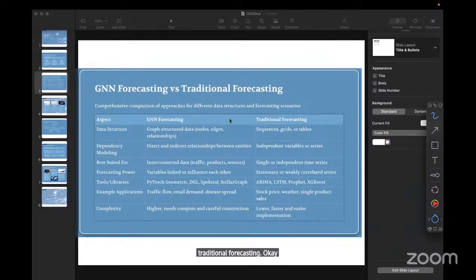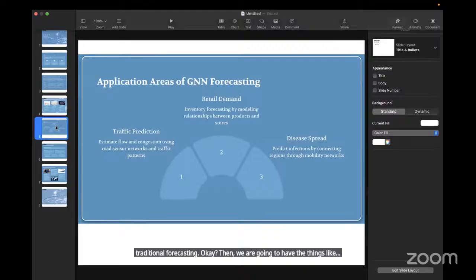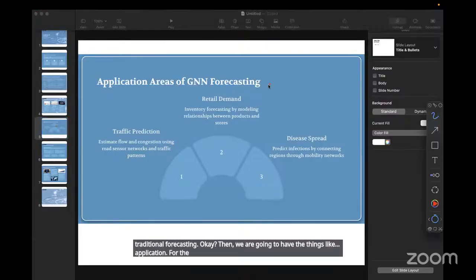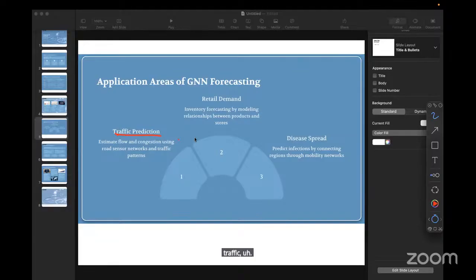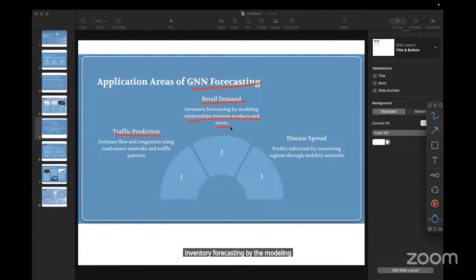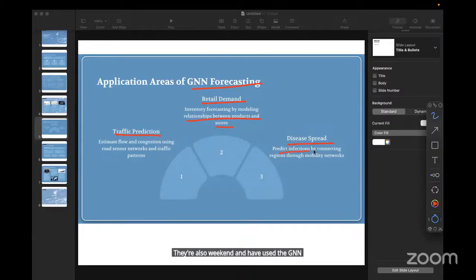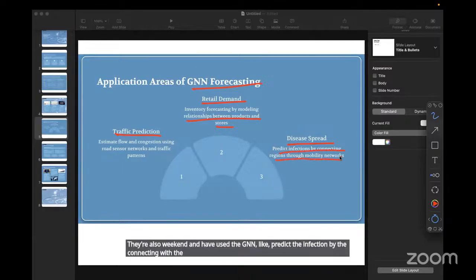Okay, then we have the applications. For traffic predictions we can use GNN forecasting. Retail demand and inventory forecasting, by modeling the relationship between the products and the stores. Disease spread, like in COVID, we have a network of the spread of diseases. There also we can use GNN to predict the infection by connecting the regions through the mobility networks.